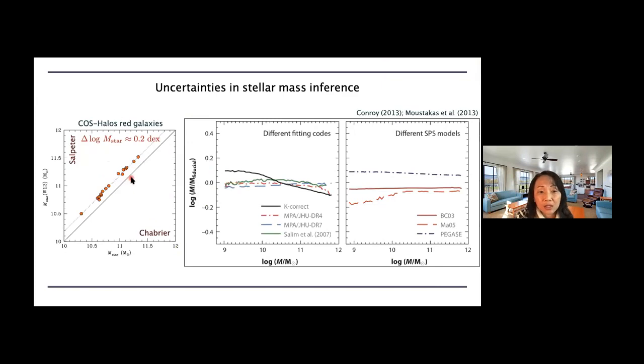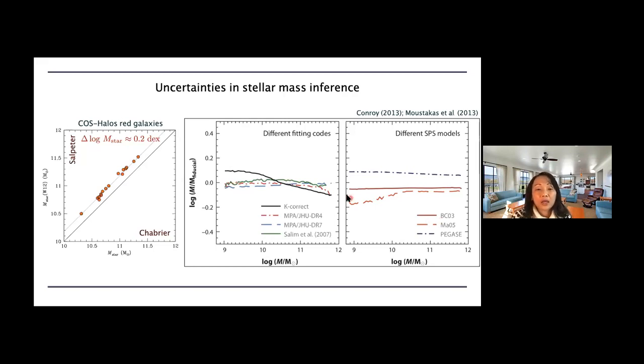Just as an illustration, I use 16 COS-Halos red galaxies as an example, plotting the stellar mass estimated using the Salpeter function versus the stellar mass estimated using the Chabrier initial mass function. There's a clear systematic offset of about 0.2 dex just between the two initial mass functions alone. On top of that, Charlie also did a very extensive overview. If you haven't read that article, I encourage you to do so. Depending on the code you use, and there are still different stellar libraries, there will be additional systematic differences in the result. So that's the first step to go from observed light to stellar mass.